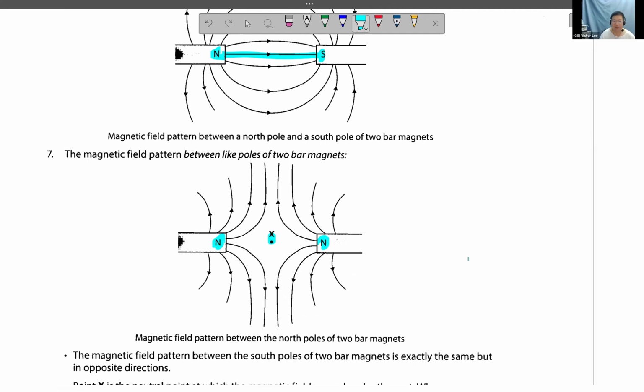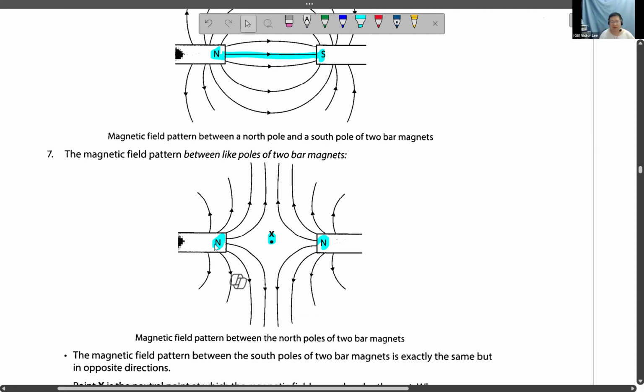then there's a neutral point where the lines cannot cross. North tries to go to south, and north tries to go to north, so they push against each other and become like that, the field lines. You need to practice a bit of drawing field lines. Make sure that the lines do not interact, do not cut.